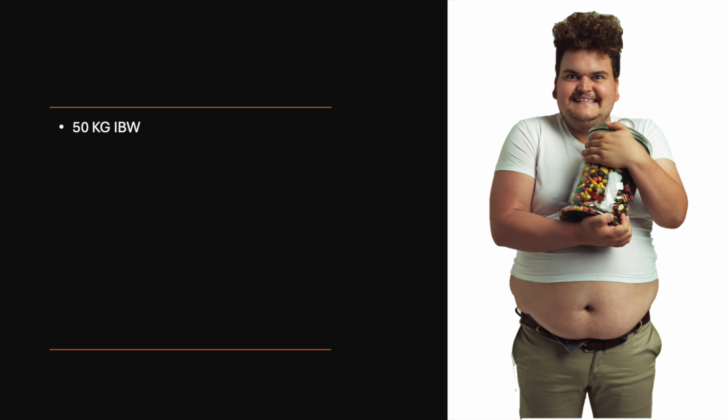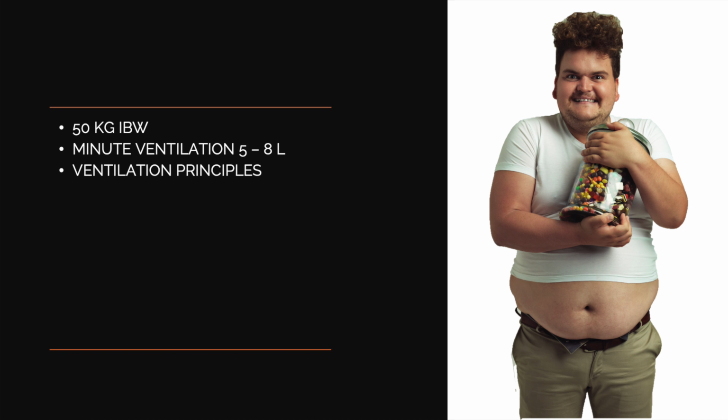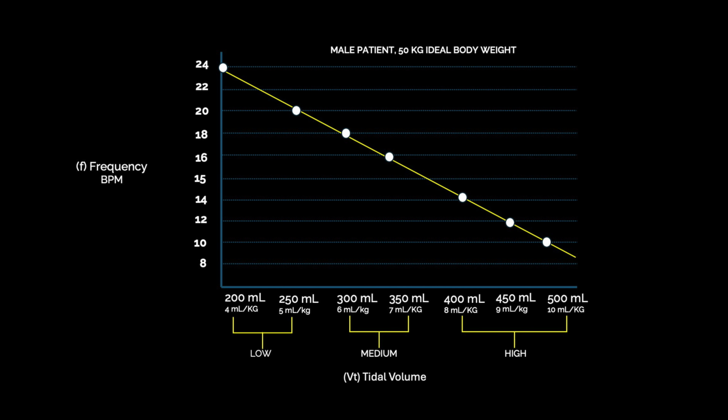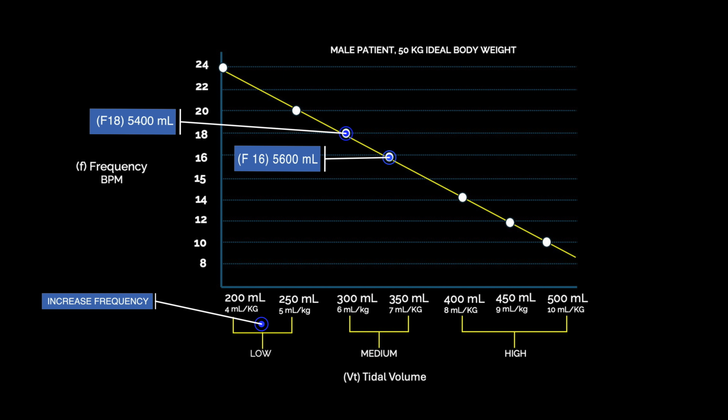Here we have our male patient, 50 kilograms ideal body weight. To maintain gas exchange, we must provide minute ventilation between 5 and 8 liters, a metric entrenched in ventilation principles. At 4 milliliters per kilogram, the patient requires a frequency of 24 breaths a minute to even approach a minute volume of 5 liters. Low volume means we must increase the frequency. For volumes in the 6 to 7 milliliter median range, the frequency more closely approaches what most would consider an average breath rate.